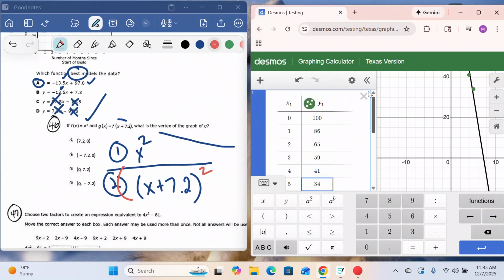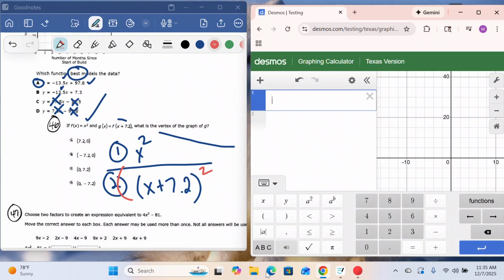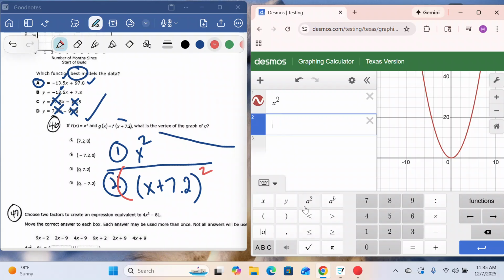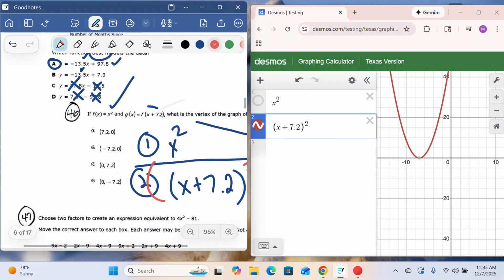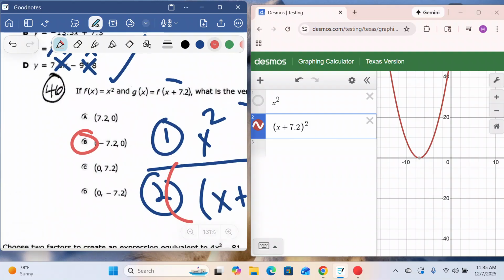So I'm going to get rid of this. There are other ways to do this if you want. But again, this is my parent function, x squared, and then what they're doing to the x: open parentheses, x plus 7.2, close parentheses, and then the square. This gives me the new one, and I want to get rid of the other one because they're asking for the vertex of the new one, and the vertex for the new one is negative 7.2. The vertex is also my x-intercept, so the answer choice is letter B.